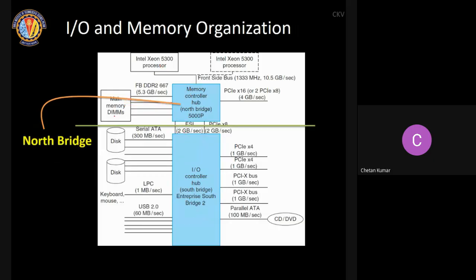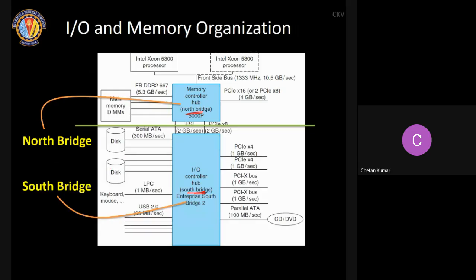In Intel processors, they have different terminology. They call the bus which communicates between the processor and the main memory the North Bridge, and this they call the South Bridge, the bus which communicates between IO devices and the processor, at least not directly through this particular controller. So that they call the South Bridge.